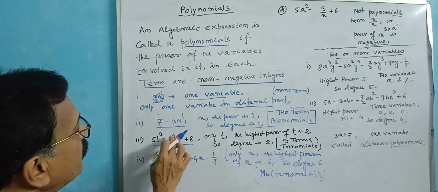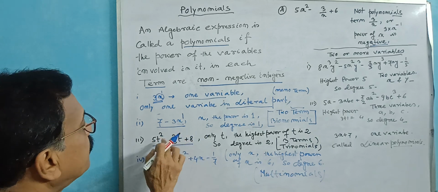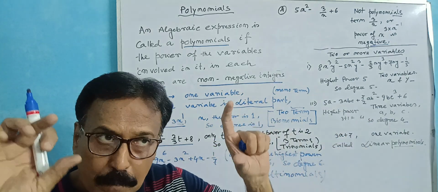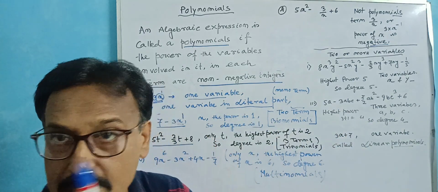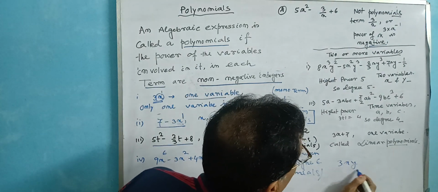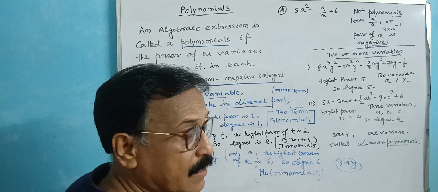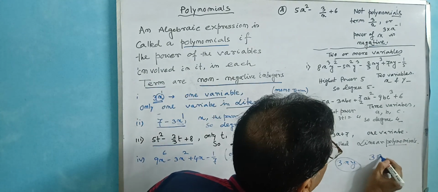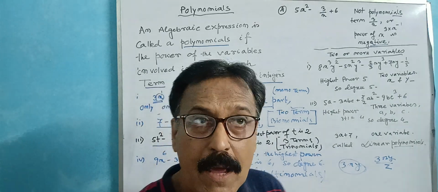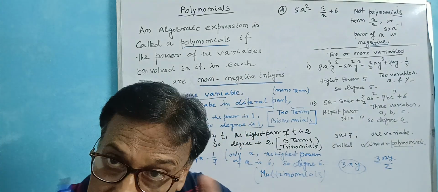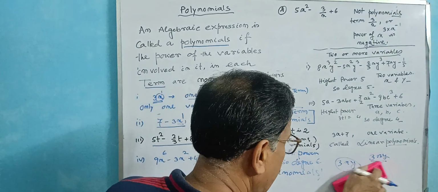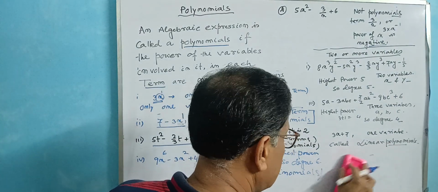5t square minus 2 by 3t plus 8. So with plus and minus we can separate the terms. In case of multiplication, 3xy is actually one term. Or 3xy by z is also one term, because multiplication and division do not separate the term. Only plus and minus separate the terms. Okay, so understand that properly.